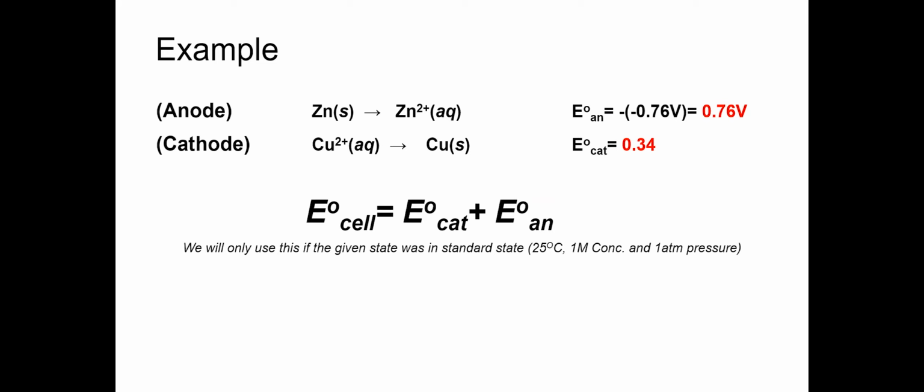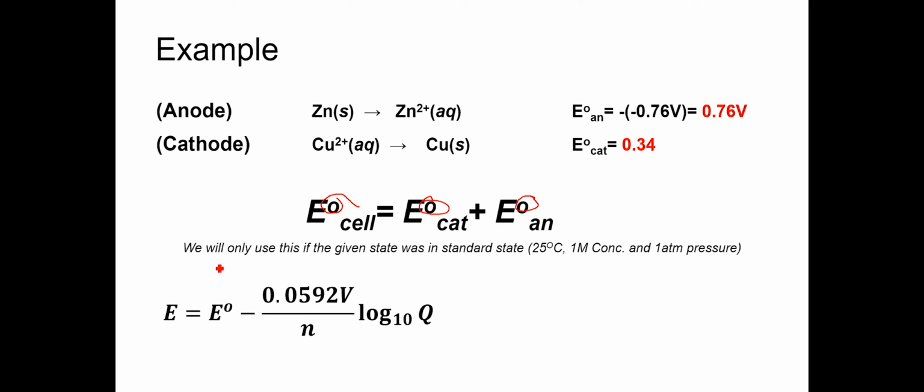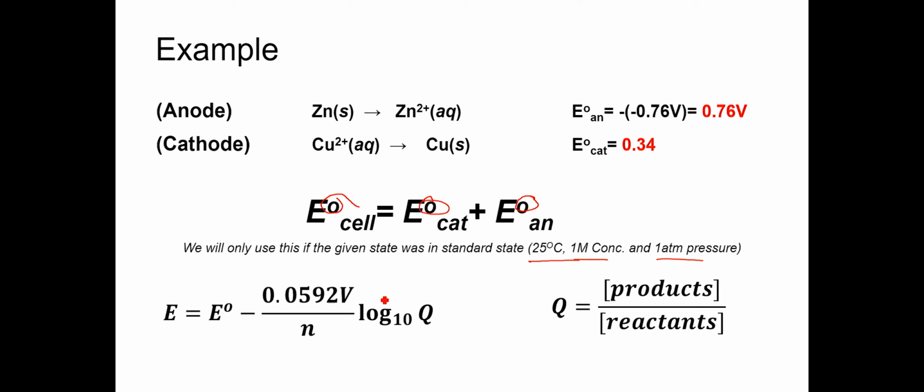You will only use this equation if the given state was in standard state. If it is on standard state, the same thing that contains the naught, yung O na to. So, ito yung mga naka-standard state. Kaya nga lang, kapag hindi siya standard state, hindi siya 25 degrees, hindi siya 1 molar concentration, at hindi rin siya naka 1 atm.